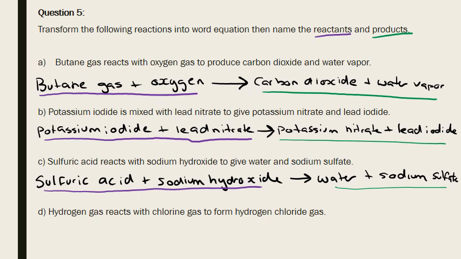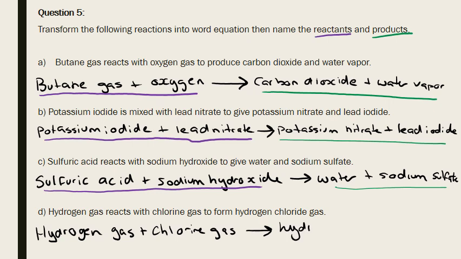Hydrogen gas reacts with chlorine gas to form hydrogen chloride gas. So we've got hydrogen gas plus chlorine gas, to form, so we put an arrow, hydrogen chloride gas. And remember, anything before the arrow is reactants, anything after the arrow is products.